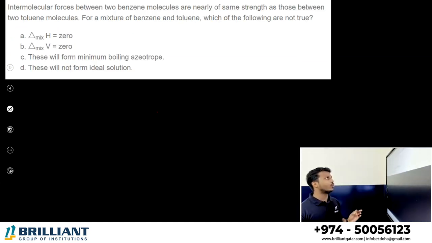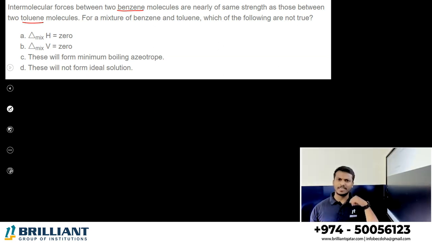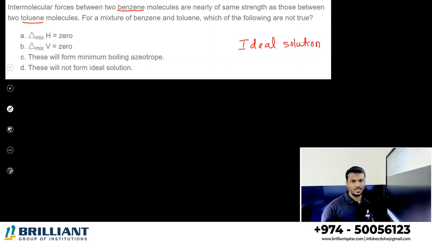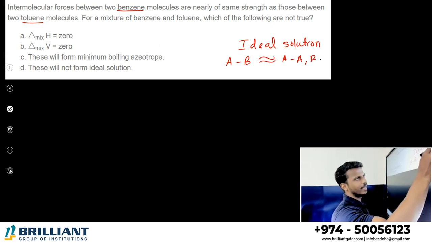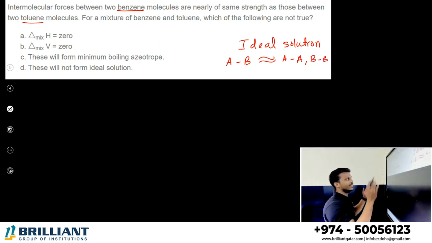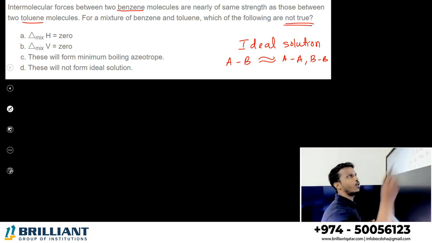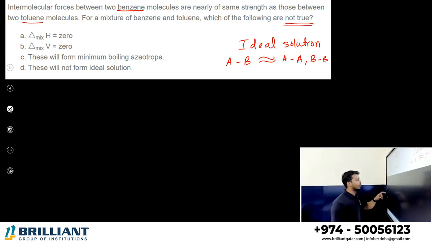Intermolecular forces between two benzene molecules are nearly the same strength as those between toluene molecules. Dear student, benzene and toluene, in which example did we discuss them? Ideal solution. Correct. Benzene and toluene is an example of ideal solution. We studied there that AB interaction is approximately equal to AA and BB interaction. Yes, that is what they are saying. Between benzene, AA molecules, the interaction is nearly the same strength as between toluene, BB interaction. For a mixture of benzene and toluene, which of the following is not true? Be very careful while answering whether they are asking for the correct statement or the incorrect statement. Which is not true? Let's go.